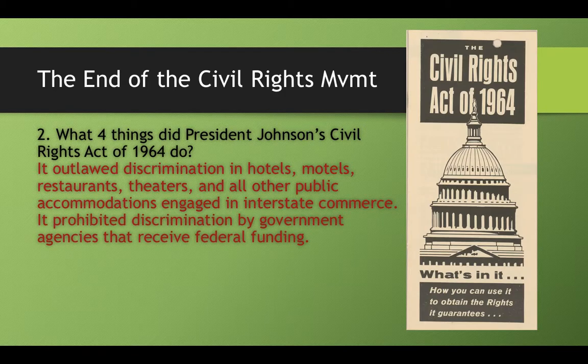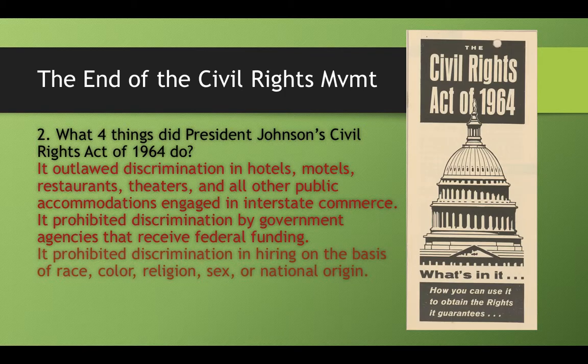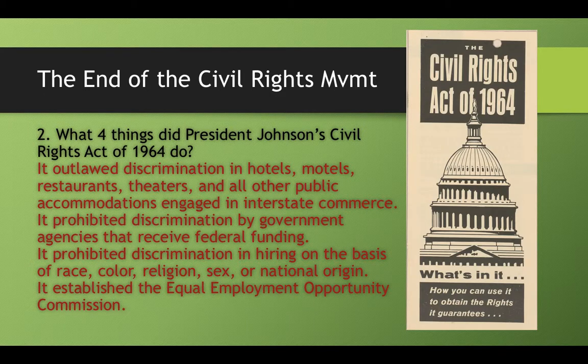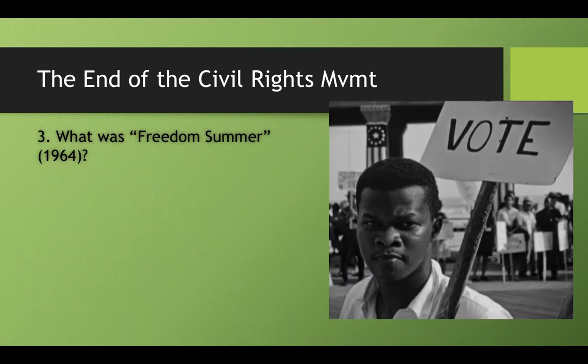It prohibited discrimination by the government as well, by government agencies that receive federal funding, saying if you want to continue to receive federal funding, you are not allowed to discriminate against people based on race any longer. It also prohibited discrimination in hiring people for jobs, for employment, on the basis of race, color, religion, sex, or national origin. And it also established the Equal Employment Opportunity Commission that made sure all of these things were being followed throughout the country.